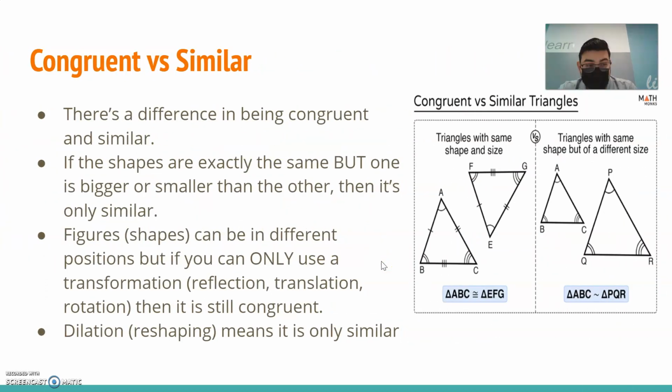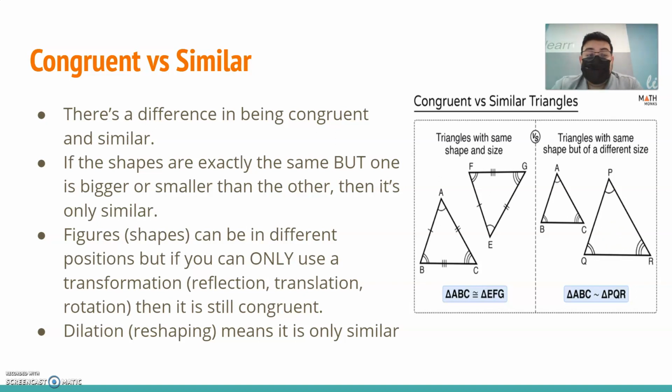So before we dive into that, let's talk about congruent versus similar. There's a difference between the shapes being similar to each other, and being congruent, the same size and same shape. Triangles that are similar are triangles with the same shape but different sizes. If you have to make the shape bigger or smaller, it's only similar.